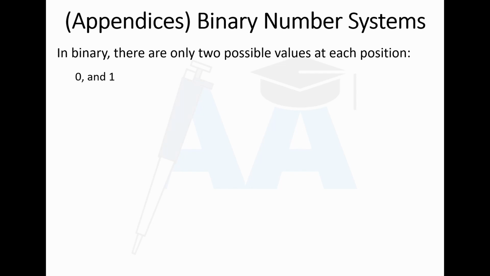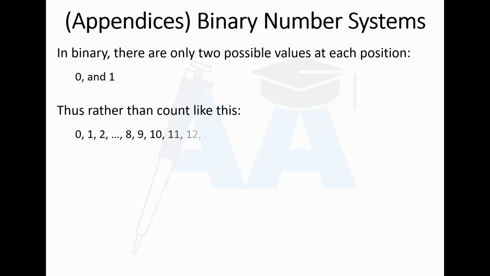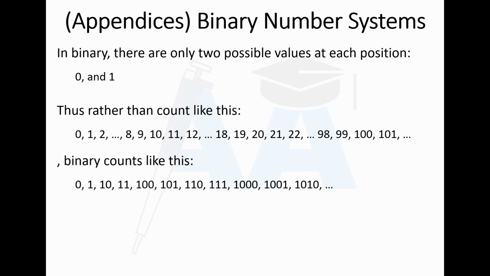Now, because there are only 2 possible values at each position for binary numbers, instead of counting like this, they count like this. And for anyone who is just listening to the audio but not watching the video, I just showed 2 series of numbers on the screen.